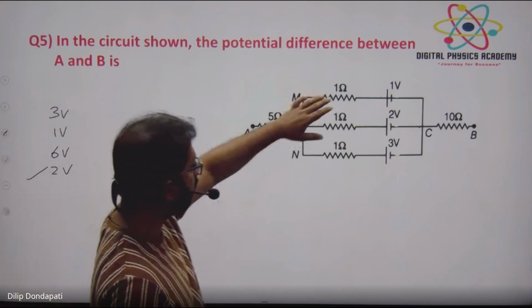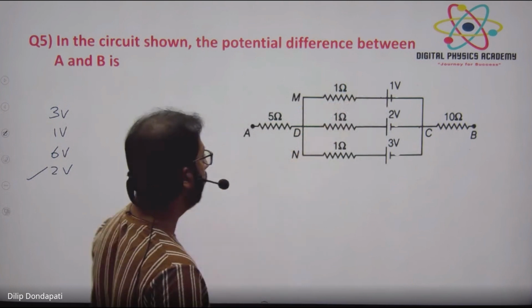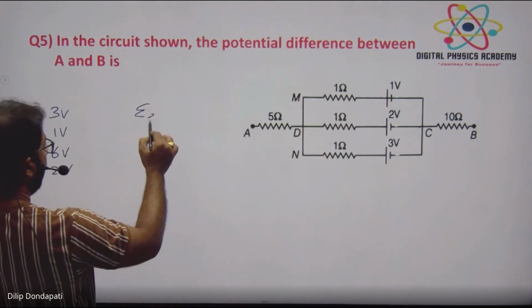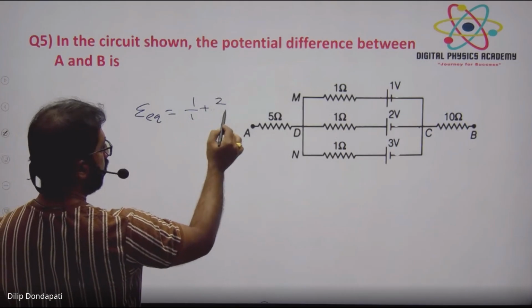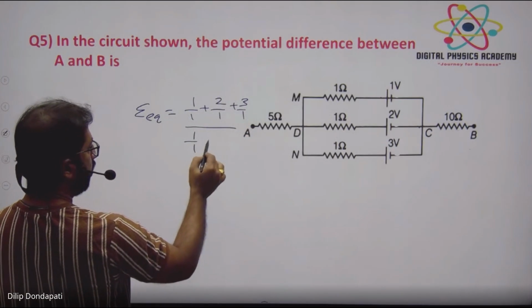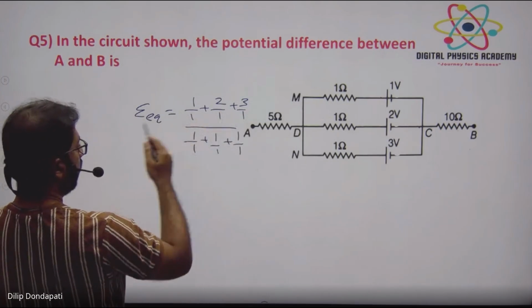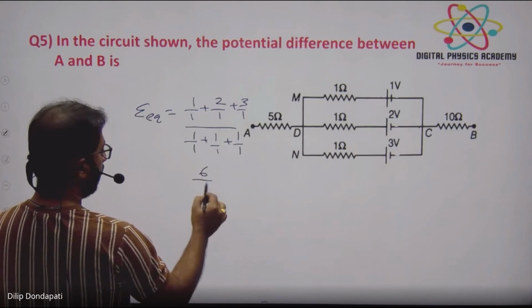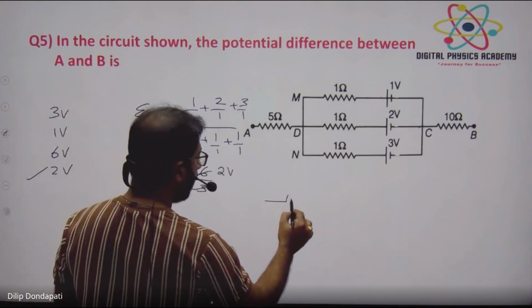So all are the same polarity only. So just substitute, find E equivalent. E1 by R1, so 1 by 1 plus 2 by 1 plus 3 by 1, by 1 by 1 plus 1 by 1 plus 1 by 1. So how much, 6 by 3. So 2 volts. Okay.